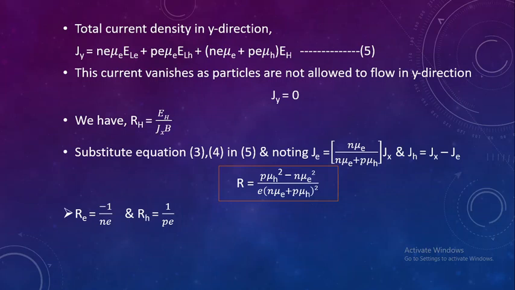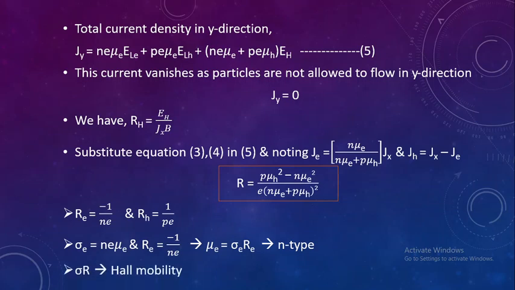So sigma, we know that sigma is equal to Ne mu e, and also Re is equal to minus 1 by Ne in case of an N-type semiconductor or with respect to electrons. So when you substitute the value of Ne into the sigma equation, we get mu e is equal to sigma by Ne, that is sigma into Re with a negative sign, because Re is already negative. So this is for the N-type semiconductor. Similarly, it will be for the P-type semiconductor also. So based on that, we can define Hall mobility, which is nothing but sigma into R, that is conductivity and the Hall constant. So the product of these two will give us the Hall mobility.